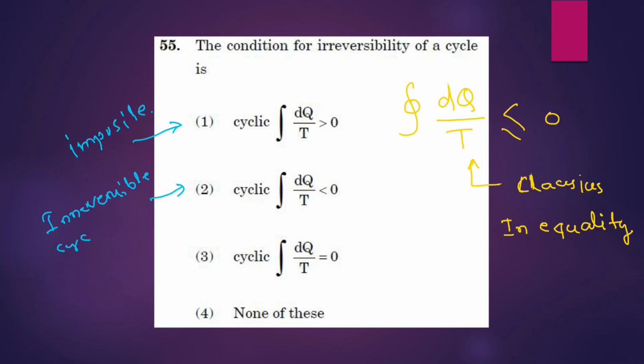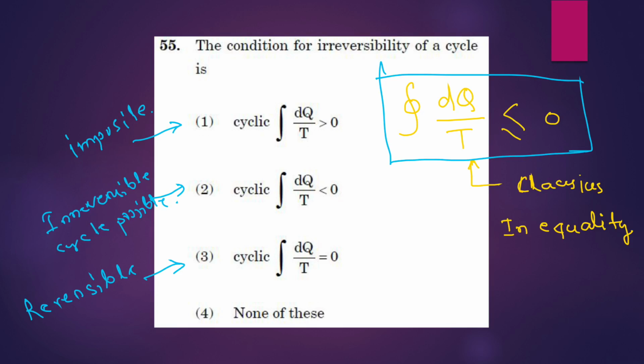Then here cyclic dq by T is equal to 0. This is for a reversible cycle. These three conditions you have to remember. All are derived from the Clausius inequality. If you remember this one, it's easy for you. So in this question, the condition for irreversibility of a cycle: the cyclic integral of dq by T is less than 0.